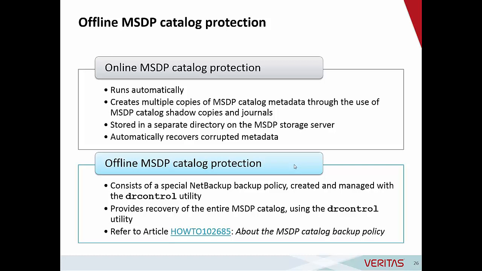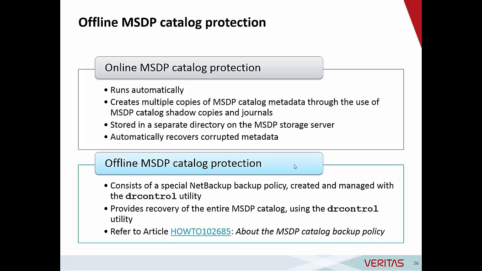Now, what they're referring to here is the offline MSDP catalog protection. I don't know if offline is really the best word. They're just trying to emphasize that this is another level of protection that's not turned on by default. You need to go through and activate this if you want to do it. There's a special utility called the DR control utility, which creates an MSDP catalog backup policy for you. So you don't have to go through manually and do it.